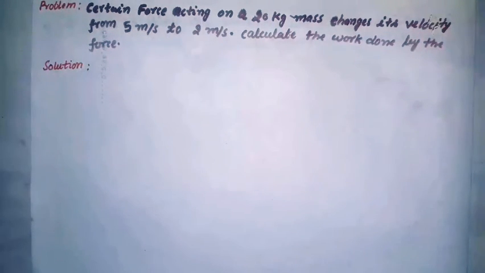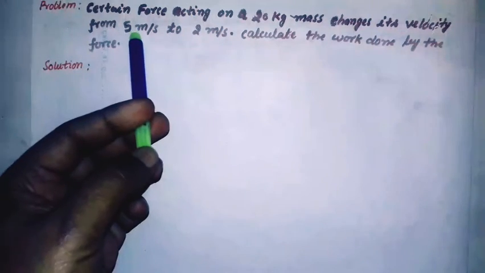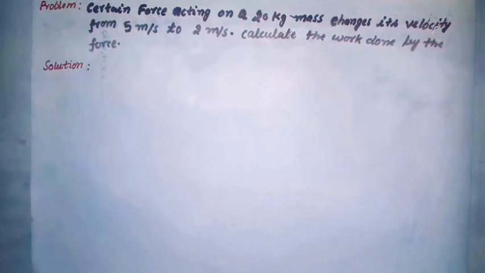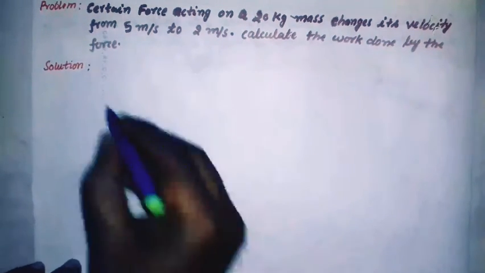In this case, to calculate the work done by the force, we have to calculate the change in kinetic energy of this moving object. Certainly there is some velocity, which is changing from 5 meter per second to 2 meter per second. So if it has some velocity, then the work done will be defined by the kinetic energy. Let us note down what is given.